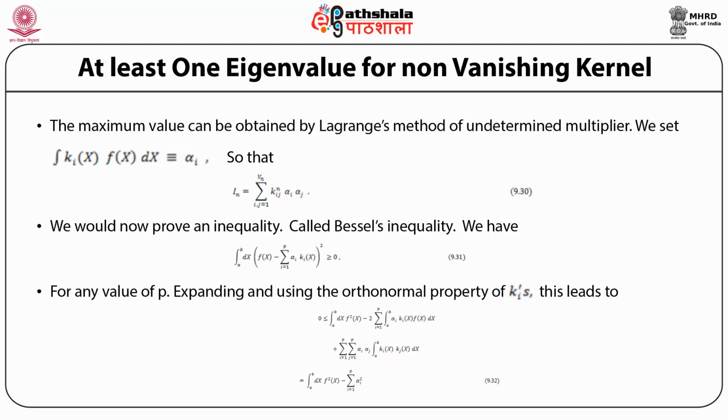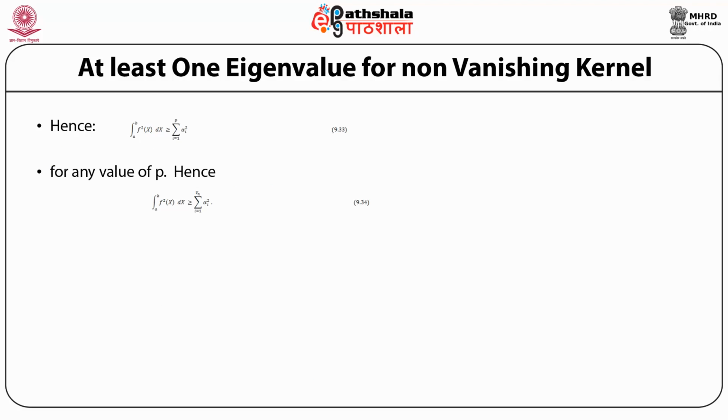This is less than or equal to 0, and the right-hand side is equal to the integral from a to b dx of [f(x) − Σα_i φ_i]², summed over i from 1 to p, which is greater than or equal to Σα_i² summed from i = 1 to p, for any value of p. Hence, the integral of f² dx from a to b is greater than or equal to the sum of α_i², where now i goes from 1 to V_n.